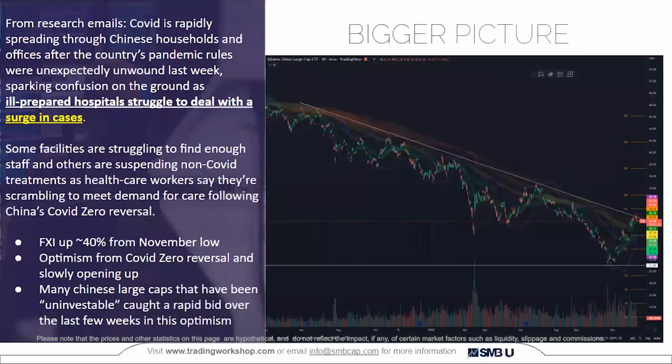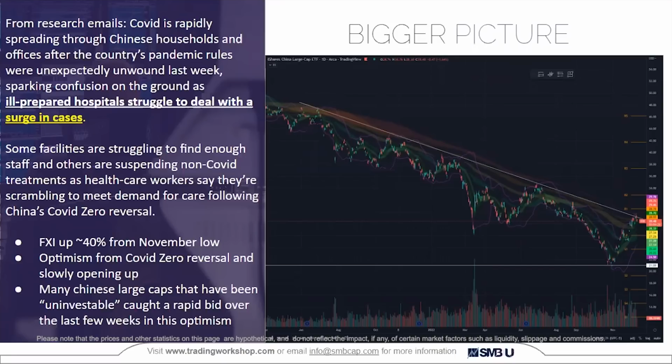So this is the bigger picture. We get research emails every day. This came in my inbox specifically, and this section really stood out to me. We've had optimism in China, specifically with opening up from the zero COVID policy, right? And all of a sudden, now this comes in our inbox saying that a lot of hospitals are struggling to deal with the surge in cases. So that's kind of contrary to what has been happening when we were opening up.